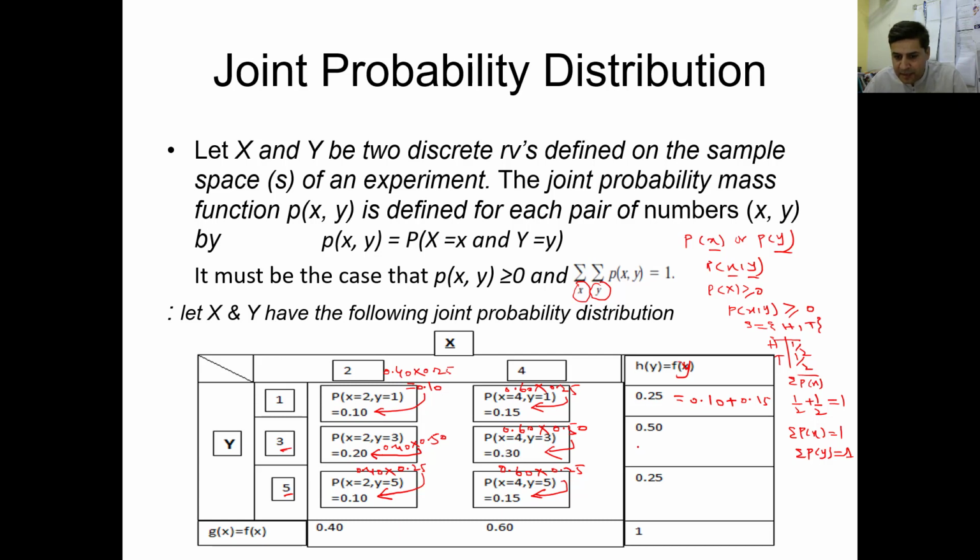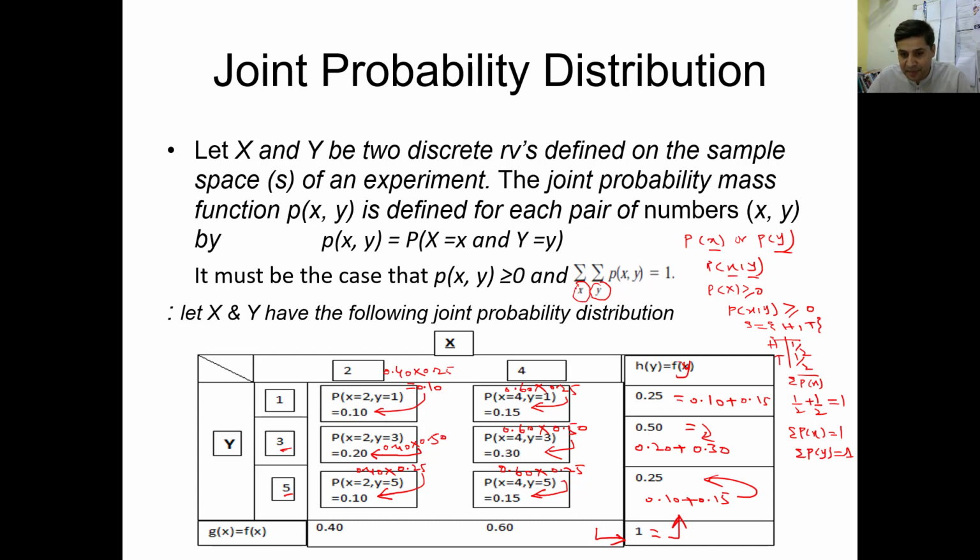Similarly, 0.20 plus 0.30, the sum of these two, will be equal to 0.50. Similarly, for this one, it will be 0.10 plus 0.15, and this will be the sum 0.25. When you add the probabilities of y, you will get 1. It will also be equal to 1 from this side, 0.40 plus 0.60. In this way, you will calculate the marginal probabilities, and you will show that this is equal to 1.